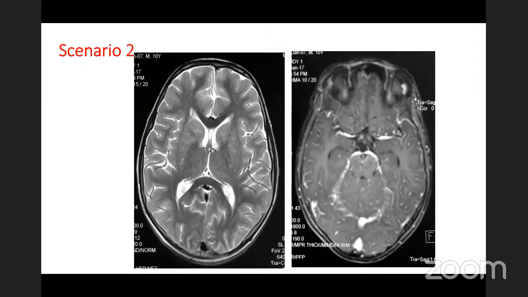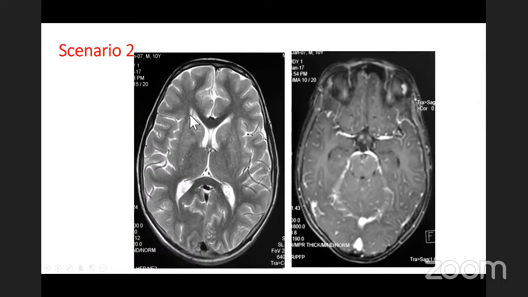Next, coming to another scenario, where I would like to describe a 9-year-old child who presented with low-grade fever for 2 weeks and severe neck rigidity. When we did an MRI scan, this is a T2 axial section, and this is a T1 post-contrast section. In the T1 post-contrast, we can also appreciate some amount of basal enhancement and prepontine enhancement.